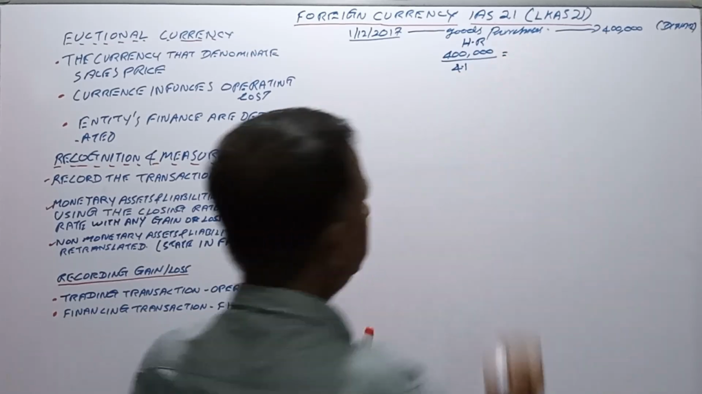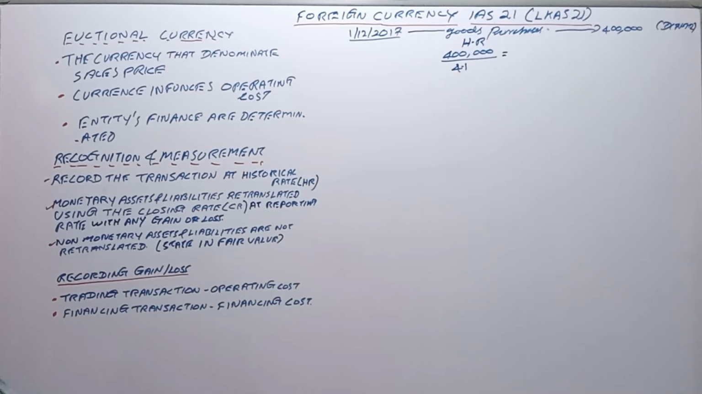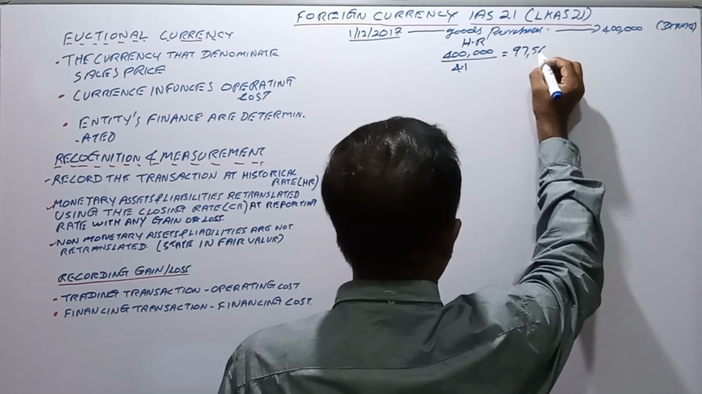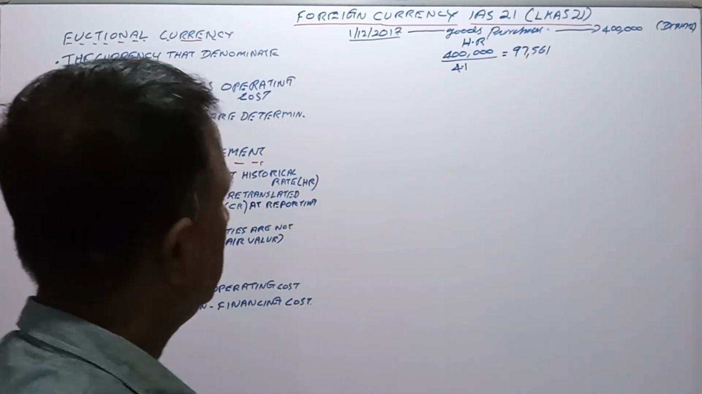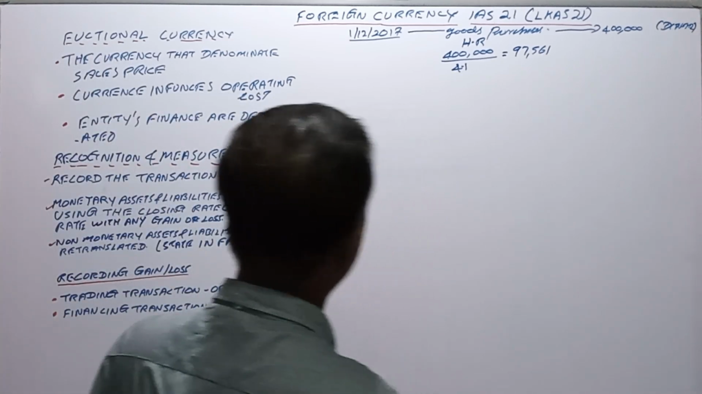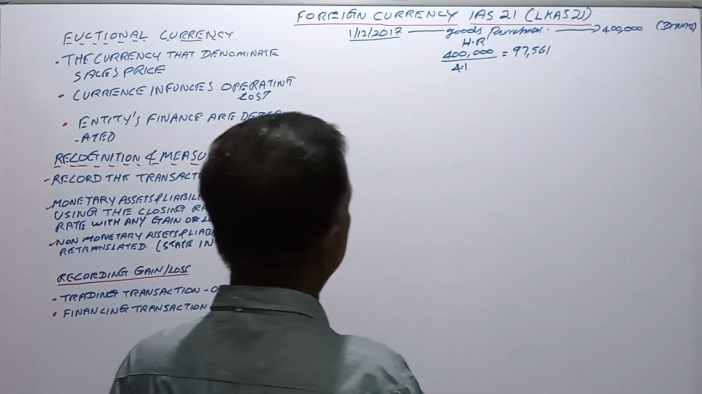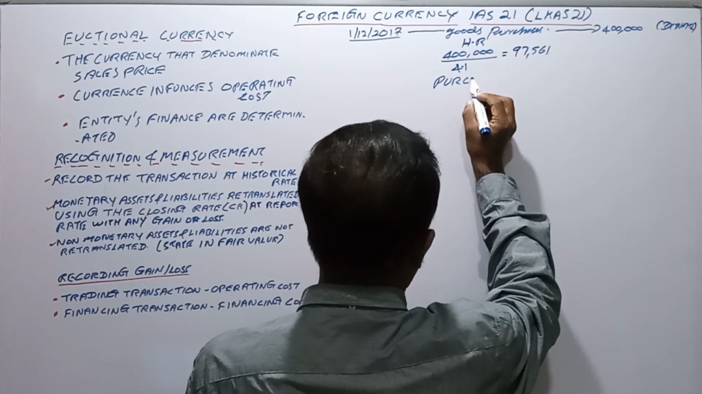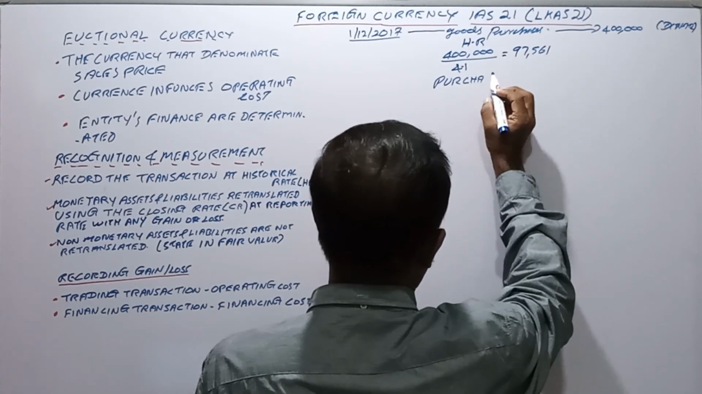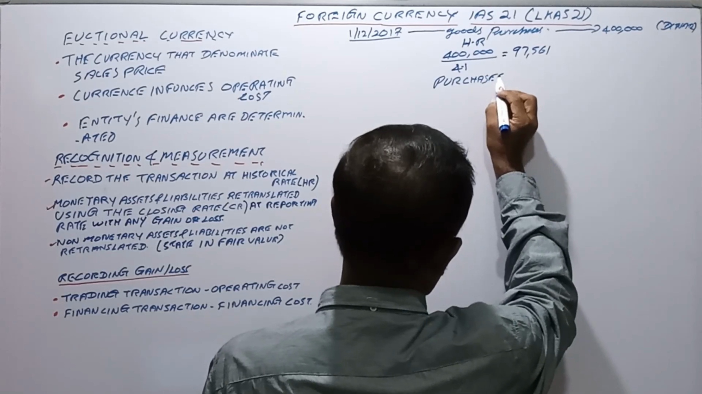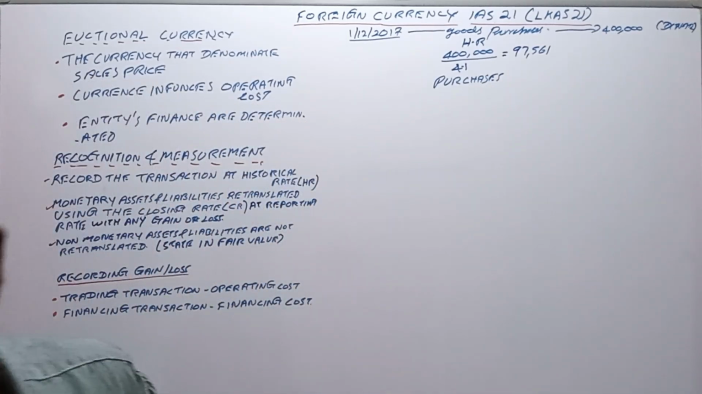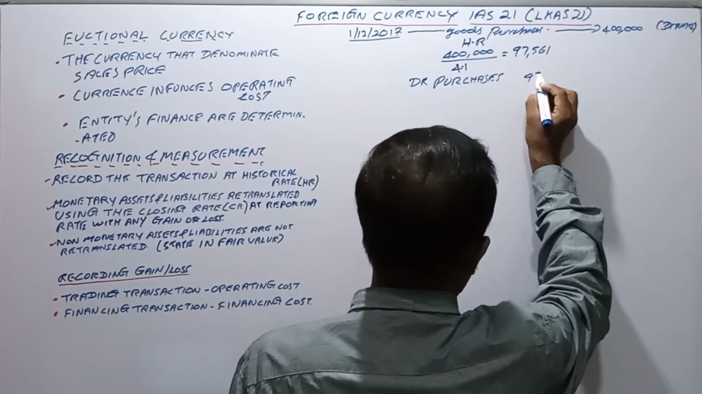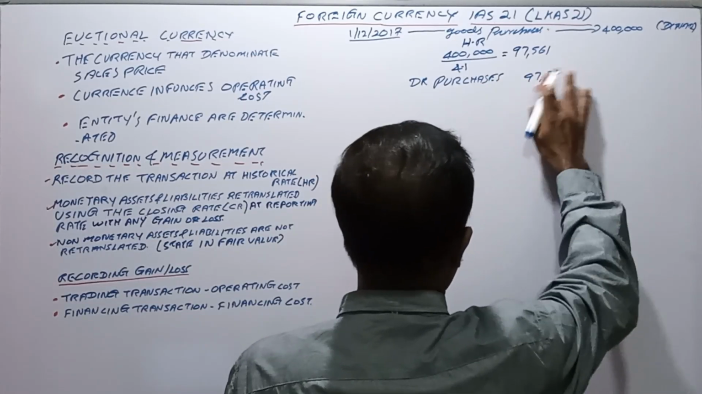That is equal to 97,561. For this, you will do the entry. You didn't make the payment, no? Purchases account debit, right? Debit the purchase account 97,561.